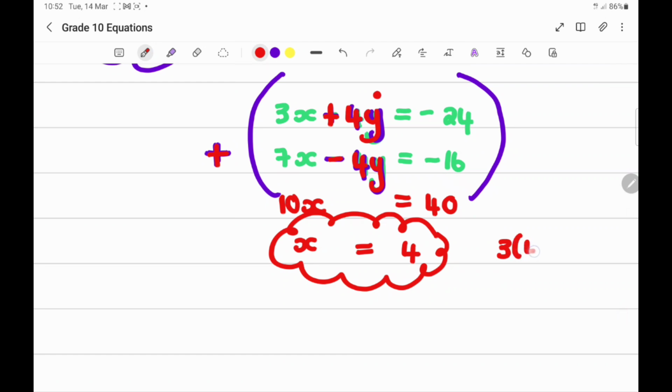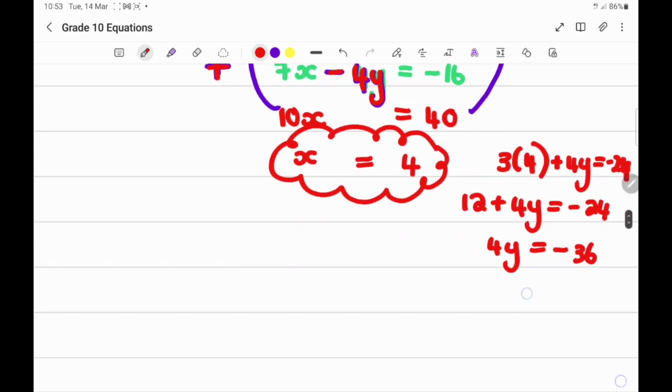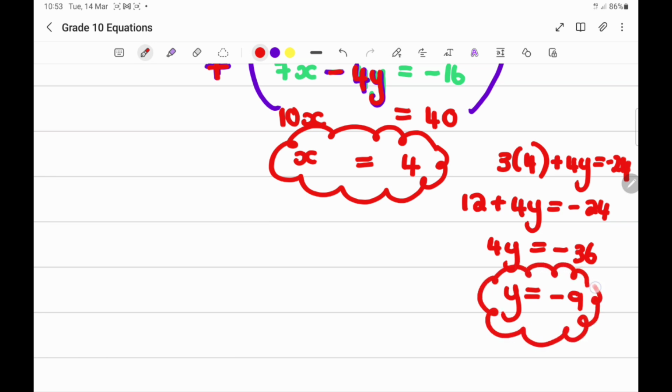So 3 times 4 plus 4y is equal to negative 24. So it's 12 plus 4y is equal to negative 24. 4y is equal to negative 24 minus another 12 gives you minus 36. So y is equal to negative 9. And there we've got our two values. X is 4 and y is negative 9.